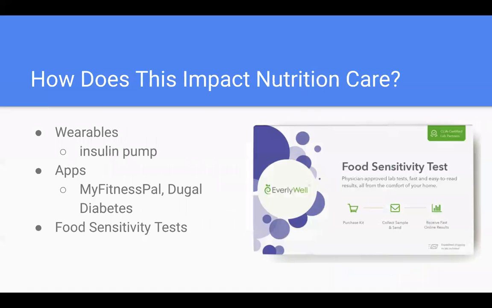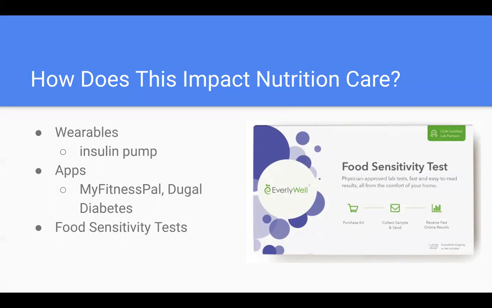So how does this impact nutrition care? Well, wearables is a big one, including the insulin pump, but also including smartwatches and wearable ECG monitors and blood pressure monitors, which are even being included in some smartwatches, including the Apple Watch in their newer series. Another one is apps. Tracking apps such as MyFitnessPal are very, very common, as I'm sure you all know. And then apps like Google Diabetes, which we learned about from Michael Fox during our foundation weeks.